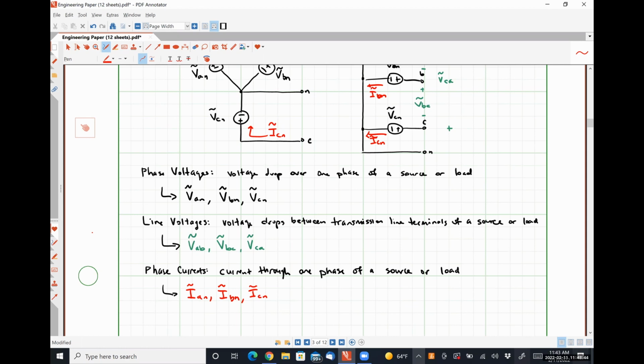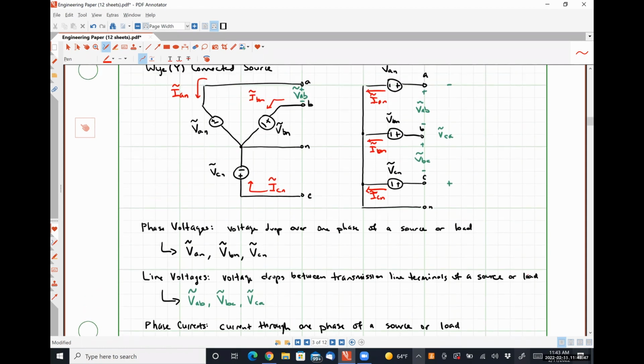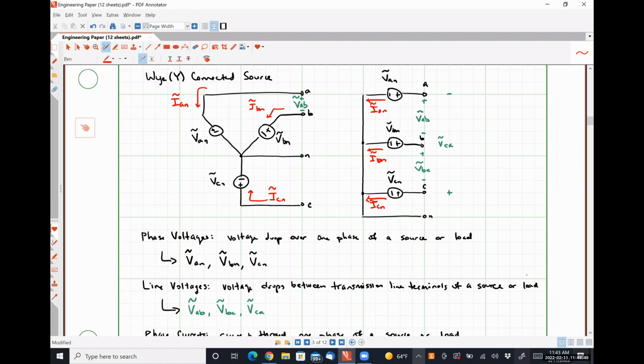So, how do you guys feel about the quantities that we've defined for this Y connected voltage source? Anything seem wonky? Alexis? Any particular reason you swap the signs of the VCA?